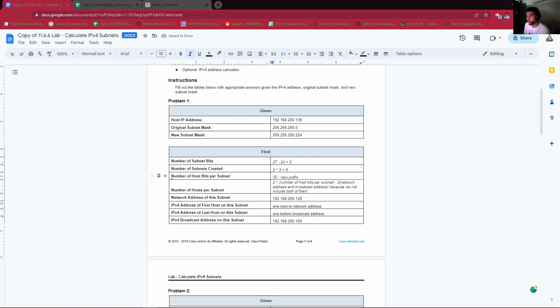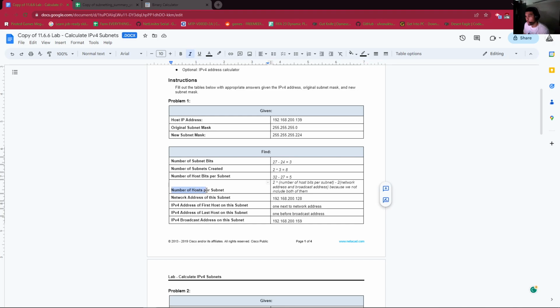Okay, next is the number of host bits per subnet. What we need to do is take the prefix for the new subnet mask and subtract it from 32. So we have 32 minus 27, and we get 5. So the answer will be 5.